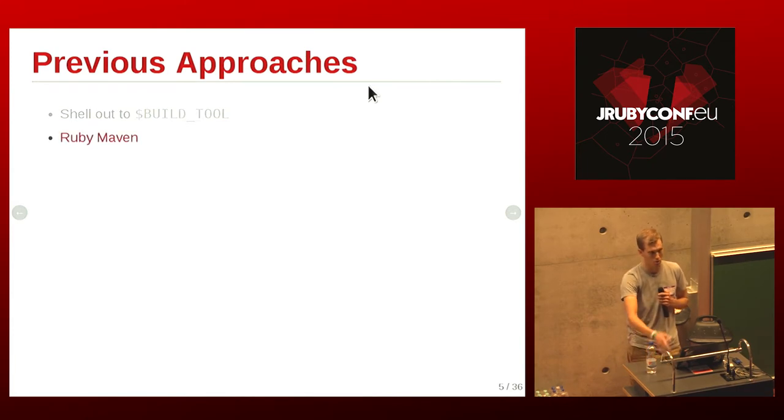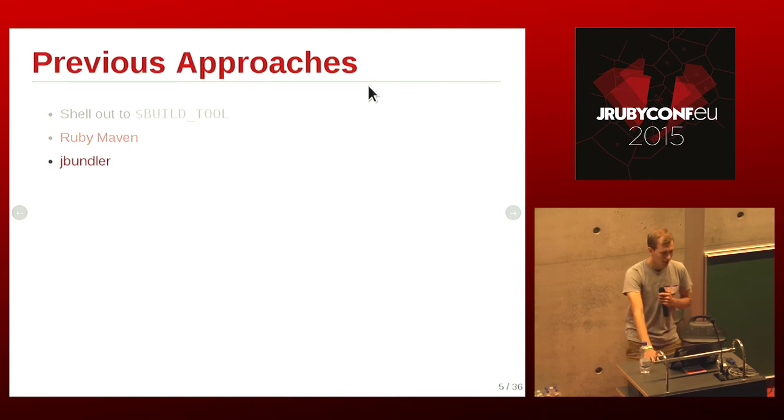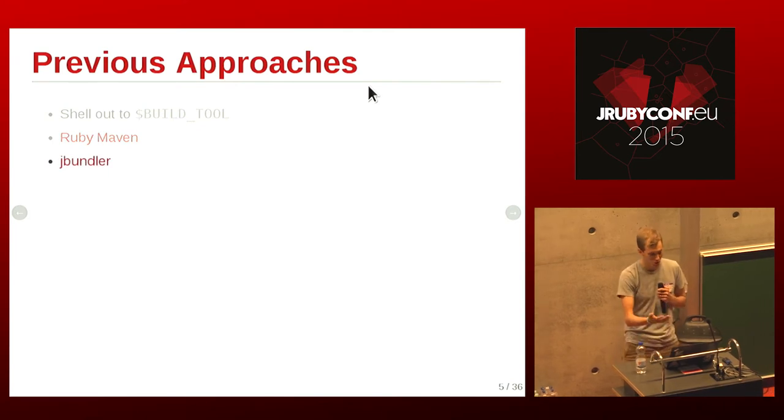Another approach, which was written by Christian, is Ruby Maven. I personally have some strong objections to Maven as a toolchain, so this wasn't going to work for me. But then there's also JBundler, which Christian also wrote. If any of you, just as a side note, have been using JRuby for a while, go thank Christian, because I guarantee you've used more code of his than you actually realize. When I first started to really get into the ecosystem, everything that I started to use, Christian had written. So I'm very happy that he's working with the JRuby Gradle toolchain now.